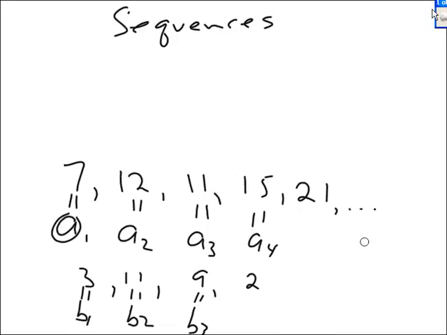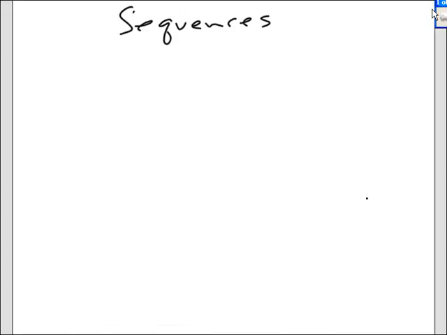Now, one of the things that we do with sequences is we define them. We give what's called a closed form. So we give the general term. We say what a sub n is. Suppose a sub n is 2 to the n plus 1.